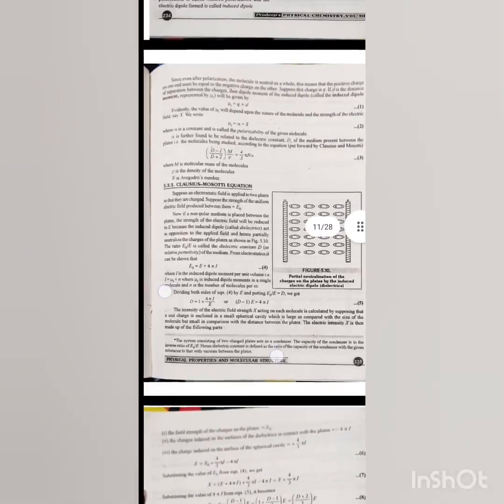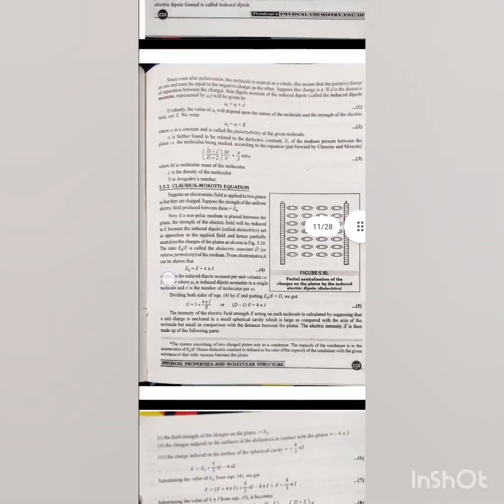Since even after polarization the molecule is neutral as a whole, this means that the positive charge on one end must be equal to the negative charge on the other. Suppose this charge is q. If d is the distance of separation between the charges, then the dipole moment of the induced dipole, called the induced dipole moment represented by mu I, will be given by mu I is equal to q into d.